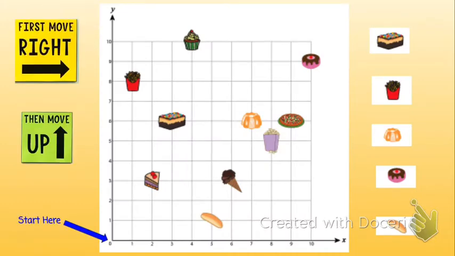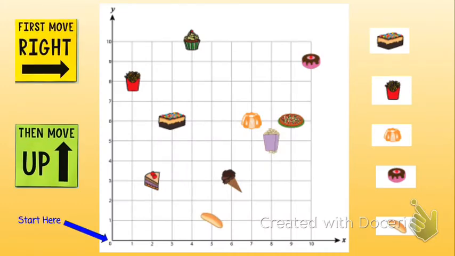All right, let's move along. In your notes, I would like you to write down the following. We always start. Step number 1, we start at the origin, 0, 0. Step number 2, we move to the right. And step number 3, we then move up. All right, so if we are looking at this coordinate plane with all of these different food items in it, and if we're asked to identify the actual points where these different items are located.